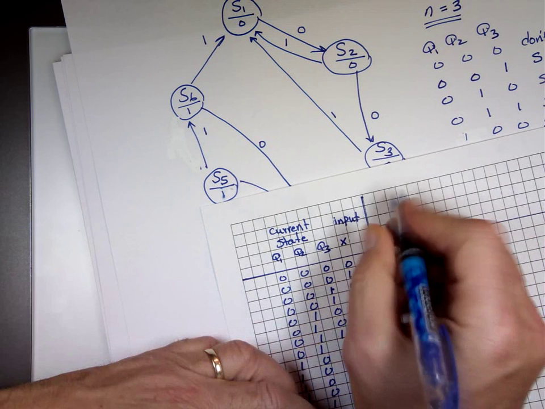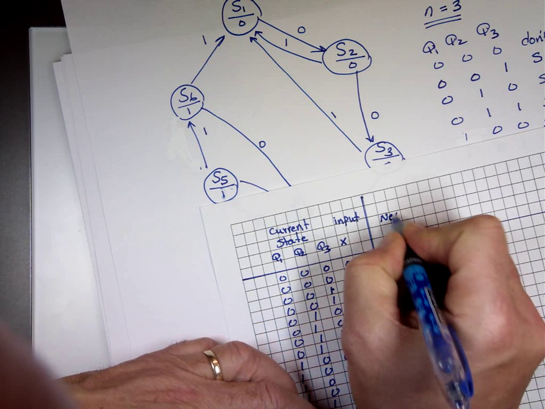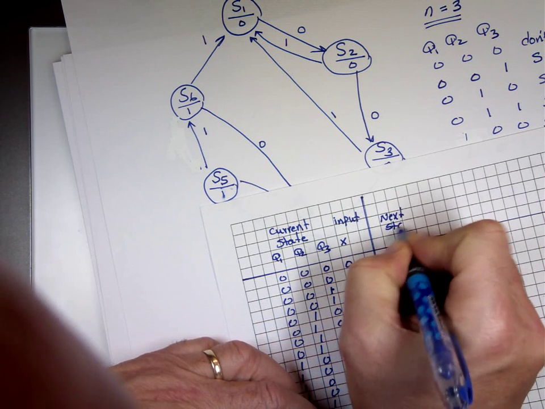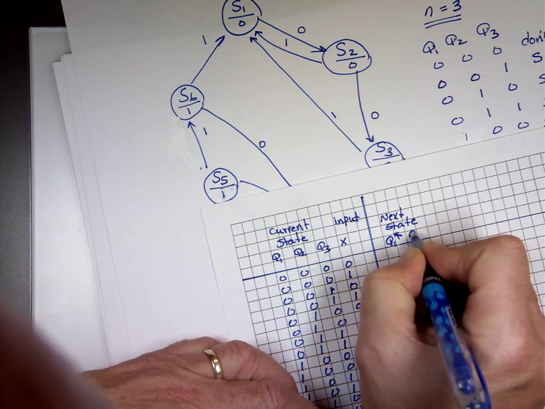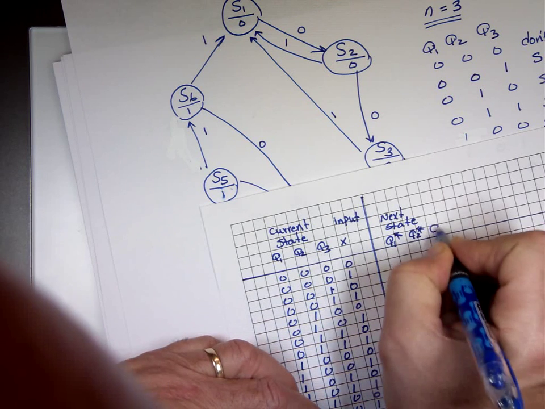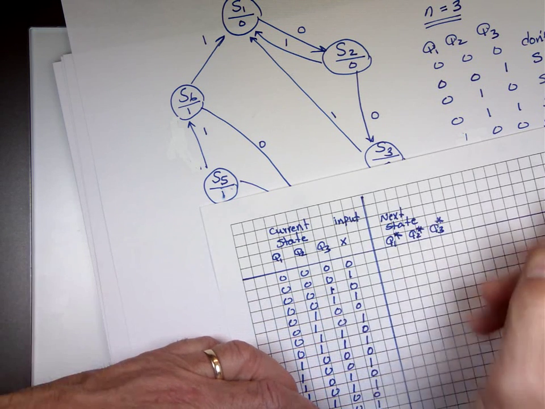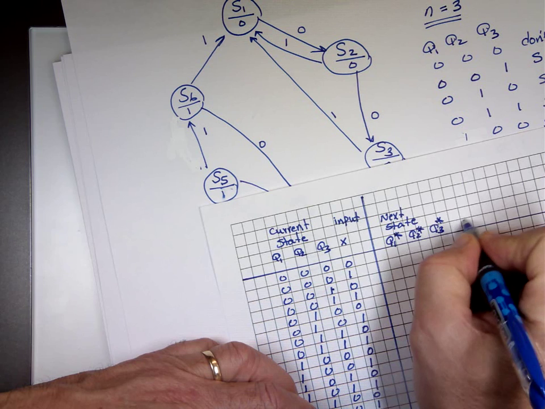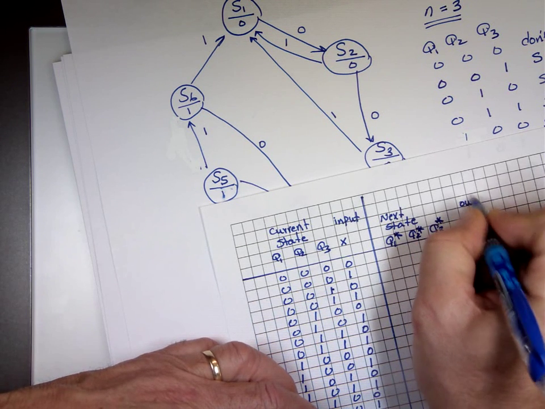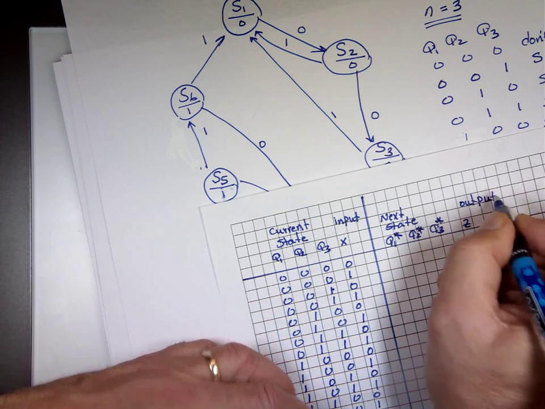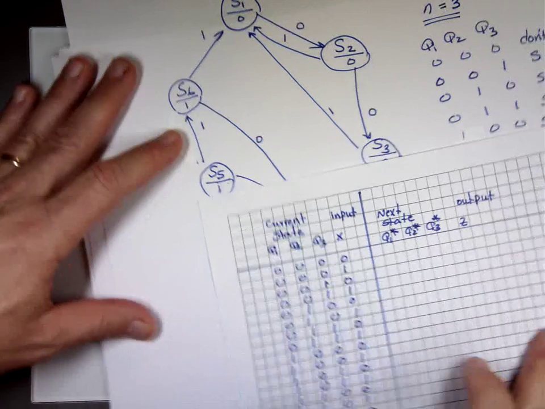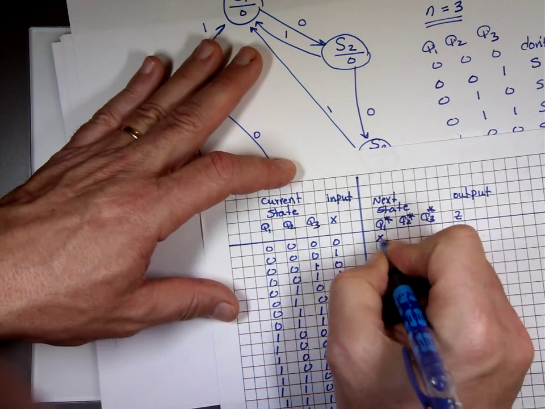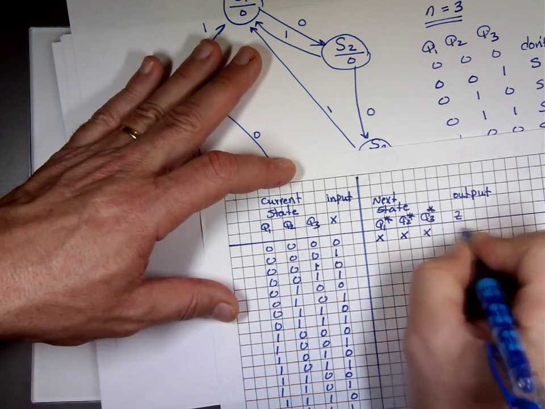Next state, that's Q1 star, Q2 star, Q3 star, and my output Z. We said if you are 0, 0, 0, what's your input? I mean, that's the state you should not be in. So you're going to go what? Don't care, don't care, don't care where you go? Yep. And I don't care what you do for output.